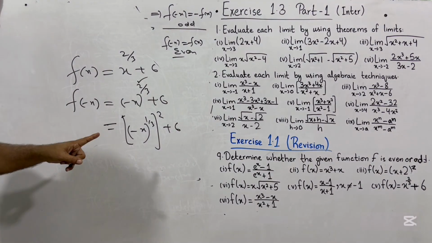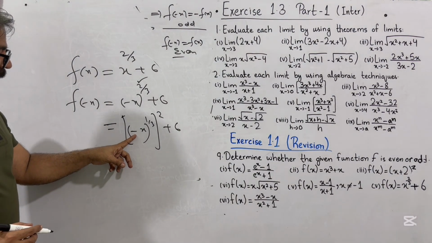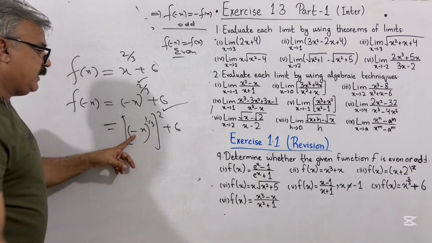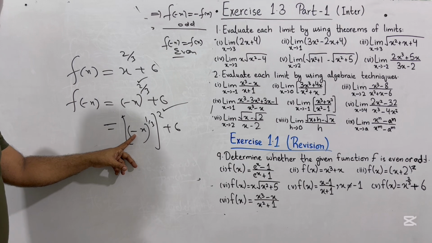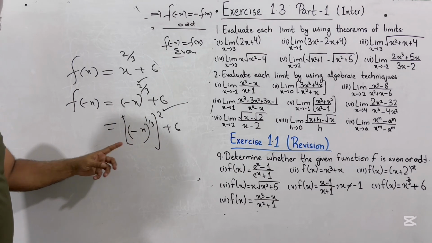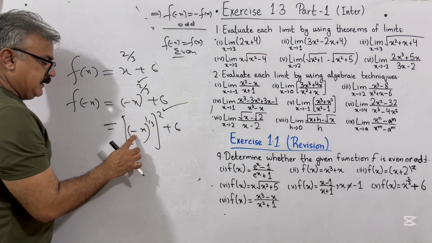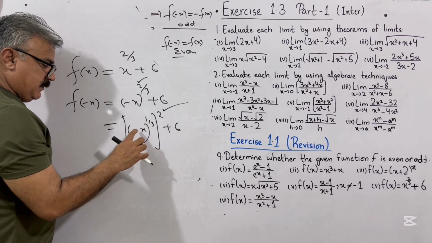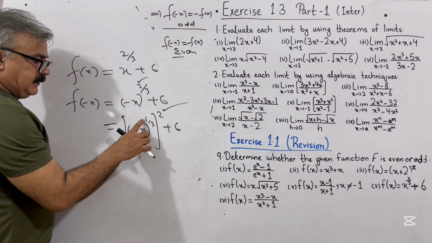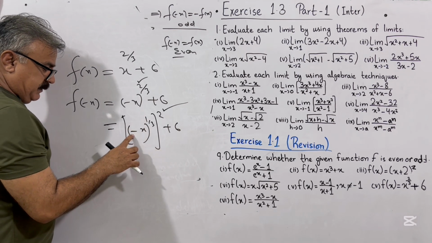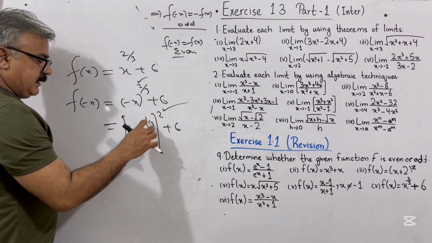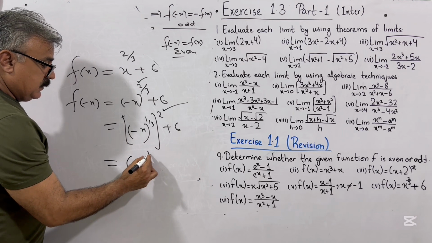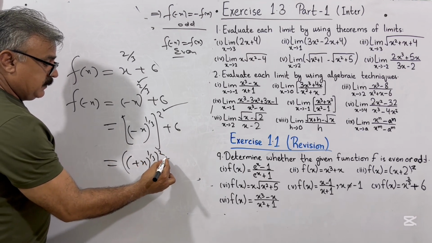Now look at this. We have two possibilities. Either minus is intact or it can be turned into positive. If minus is intact, owing to the virtue of square, an even power, it turns positive. If it is positive, then it remains positive. In both cases, whether negative remains or vanishes, owing to this even power, it will be turned to positive. So we have positive x raised to 1 over 3, overall squared, plus 6.